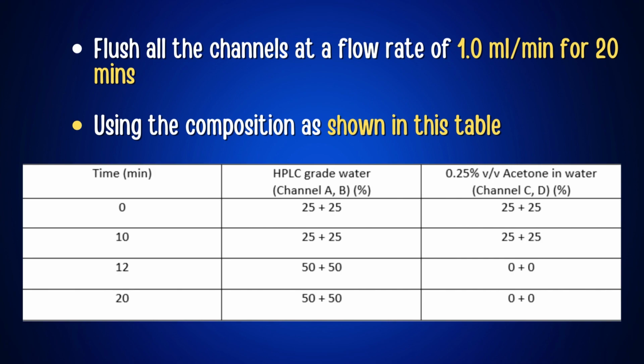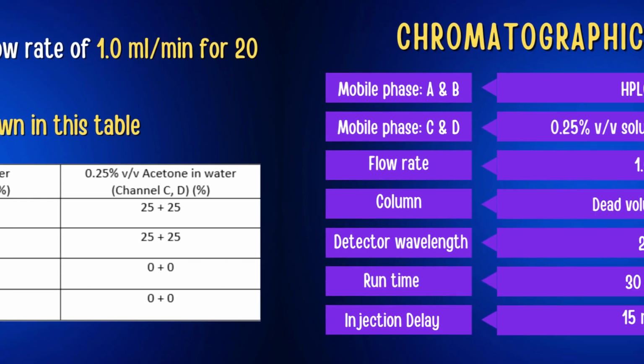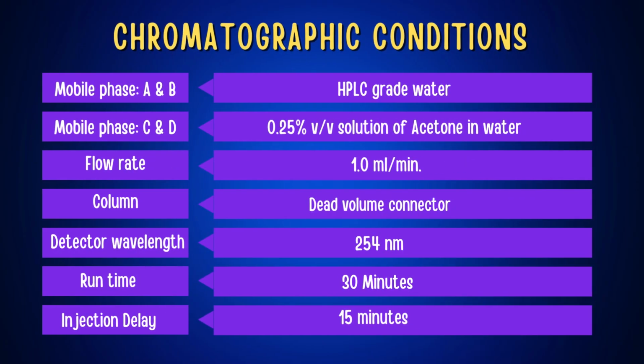Now flush all the channels at a flow rate of 1.0 ml per minute for 20 minutes, using the composition as shown in this table. After completion of flushing, check the compositional accuracy of the HPLC system with the chromatographic conditions such as flow rate 1.0 ml per minute, detection wavelength UV at 254 nanometer, runtime about 30 minutes, injection delay about 15 minutes.